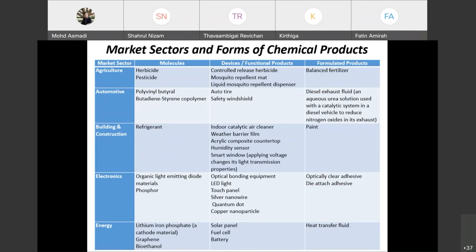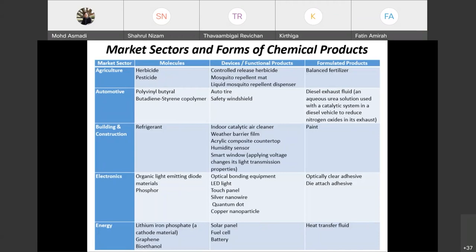For the market sector like automotive, polyvinyl butyrate and butadiene styrene copolymers. For the device or functional product, auto tire, safety windshield, that's one. It's not a liquid, but inside there is also, like, mosquito repellent, which is a functional or device product. For formulated product, if you look here, diesel exhaust, there's a catalytic system inside to reduce the NOx, and so on.